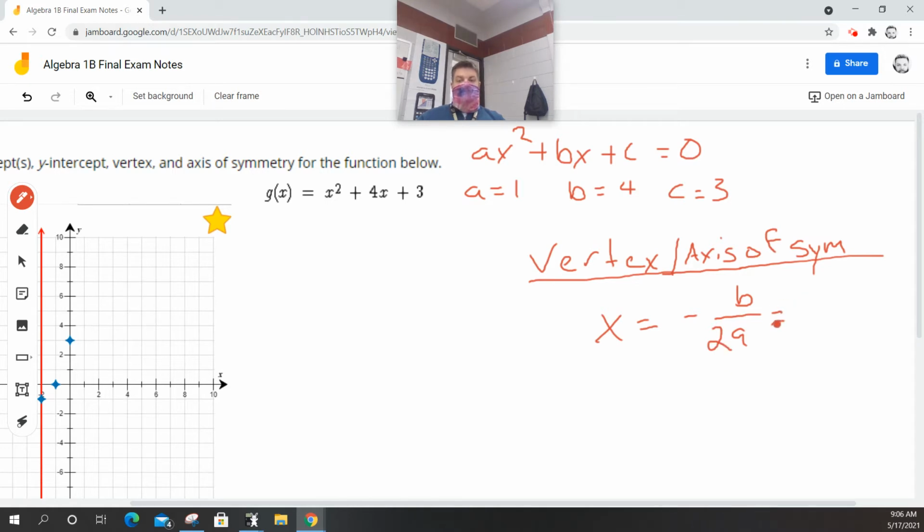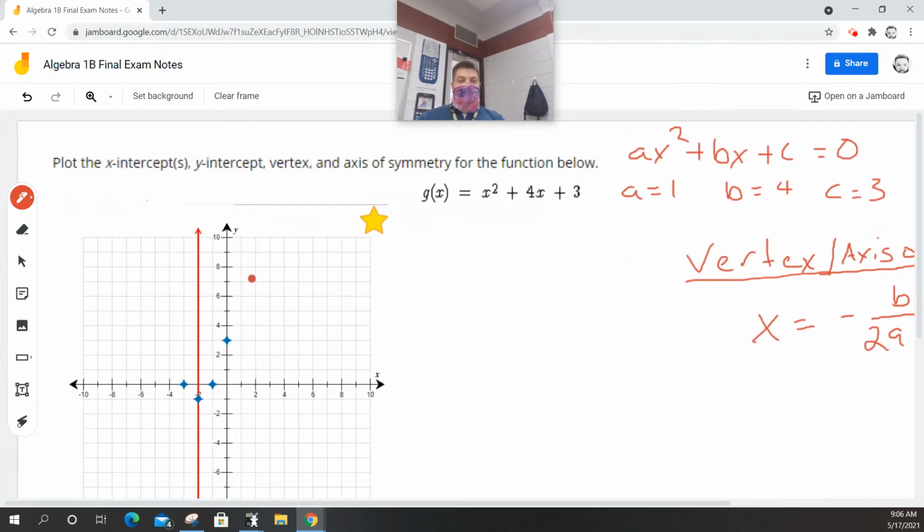Okay, so what does that mean? Well, my axis of symmetry should be at negative b, which is negative 4 over 2 times a, which is just negative 2. So, yep, that's what we have. x equals negative 2. So that's the line of symmetry.